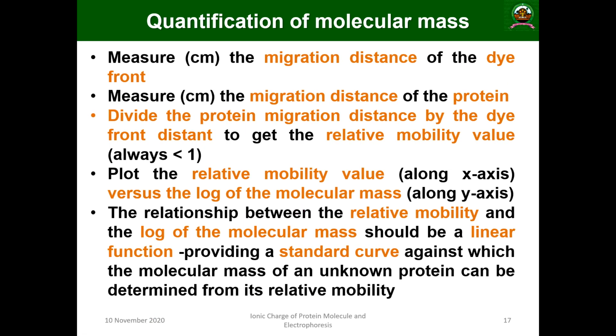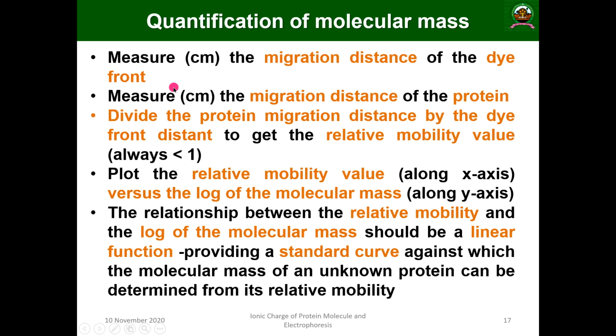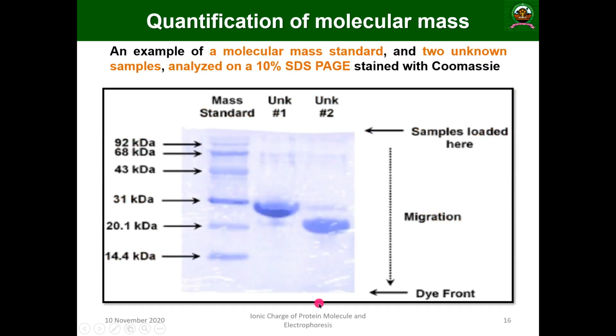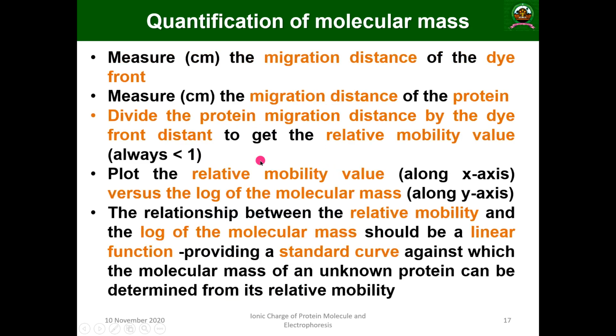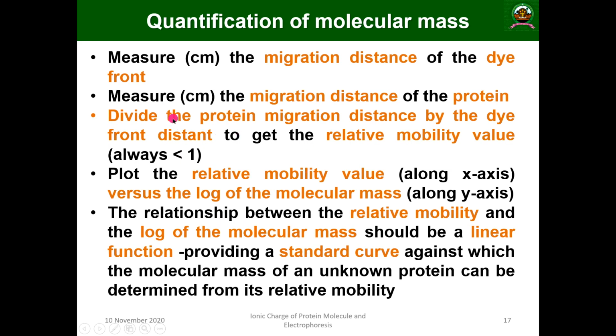And how will you quantify the protein by using SDS-PAGE? To quantify the protein, you just need to measure the migration distance of the dye front, from here to here, and measure the migration distance of the protein as well. This is the migration distance of the dye front, and from here to here is the migration distance of the protein. Then you divide the protein migration distance by the dye front distance to get a relative mobility value, that is always less than 1.